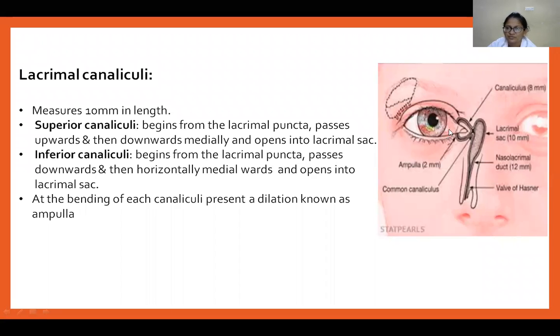It also opens into the lacrimal sac. At the bending of each canaliculus, at the junction between the upward and then downward medial course, there is a small dilatation called the ampulla.